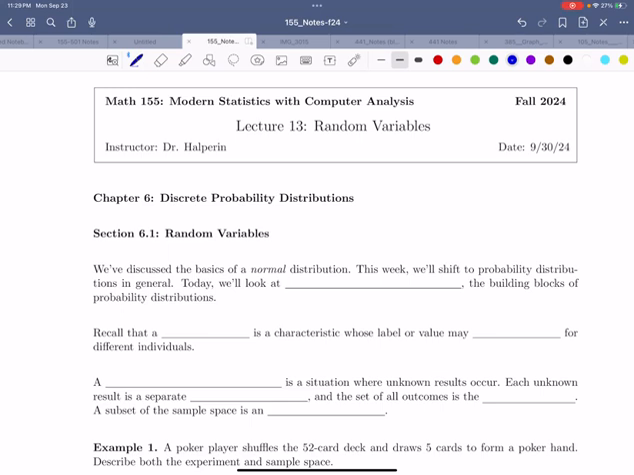This is the first of 2 videos for SLO6, Discrete Probability Distributions, and today we're going to look at section 6.1, Random Variables. Now remember, last time we discussed a little bit about the normal distribution, that unimodal, symmetric, bell-shaped curve. We're going to save that for next SLO and instead focus on the more discrete probability distributions. And in particular, we're going to look at random variables.